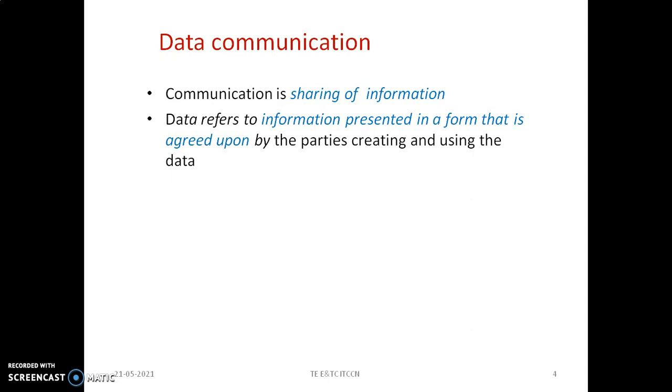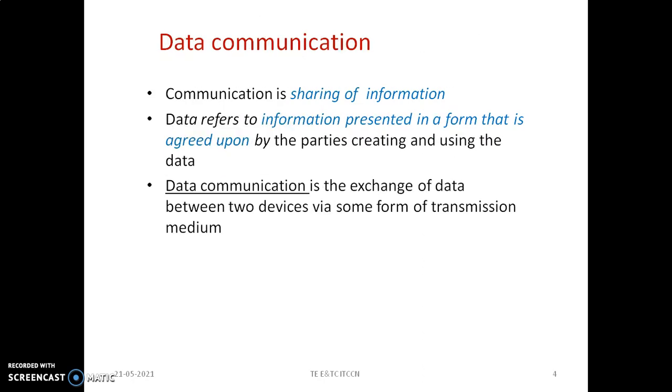Whenever data communication has to take place, the information presented should be in a form that is understood by both the parties, that is between sender and receiver. So sender and receiver, among them we share the information. So data which is to be communicated should be in a form that is understood at both the ends. So it refers to the information presented in a form that is agreed upon. Here the particular word used is agreed. It has some meaning because indirectly it indicates the protocols necessary. Agreed upon by the parties creating and using the data.